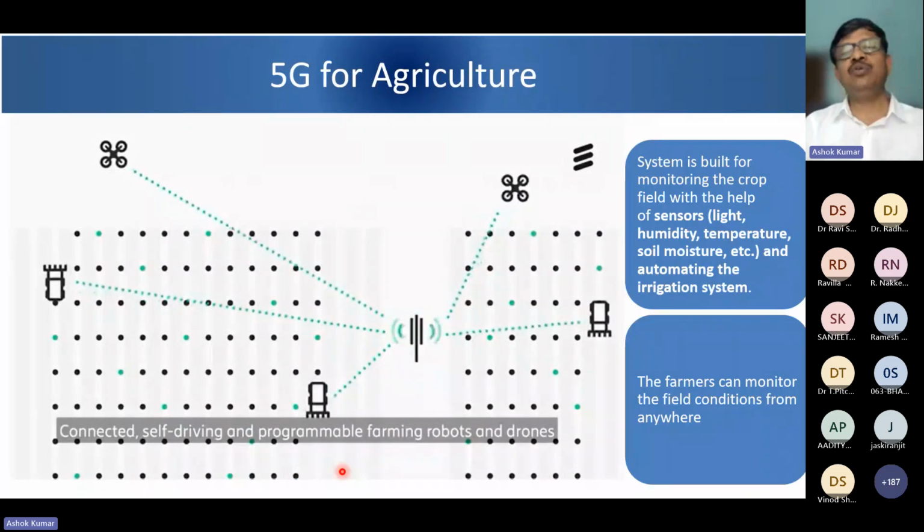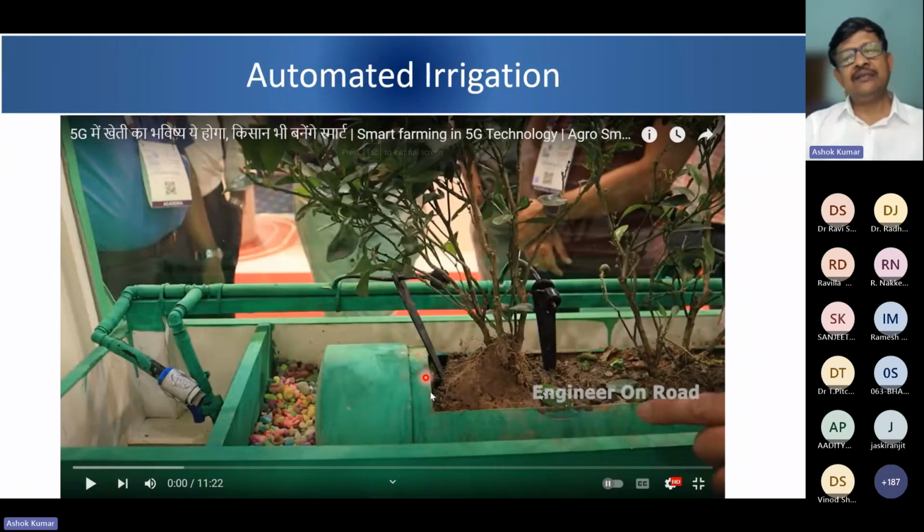Then a system can be built to monitor crops in terms of light sensor, humidity sensor, temperature sensor, soil moisture, and maybe an automated irrigation system. The farmer can remotely monitor their field conditions and do certain things remotely. This kind of environment can be created once we have ubiquitous 5G coverage in the agricultural field. This particular experiment was shown at India Mobile Congress. There was a showcase; Airtel and some company have done it. I will try to share this.